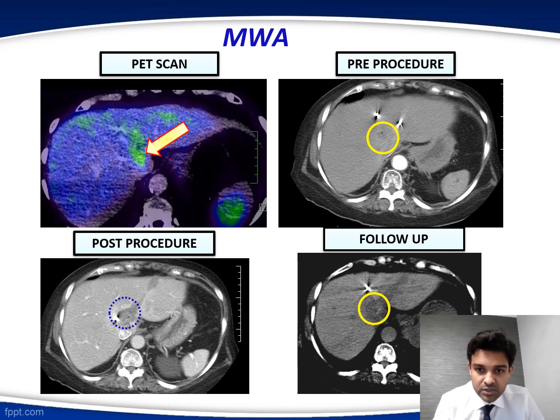So pre-procedural shows the affected area, then the post-procedure after the ablation, and then the follow-up study that showed that the ablated side had decreased, that is, the lesion had decreased in size.